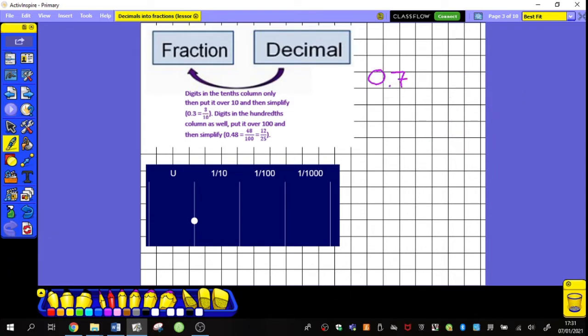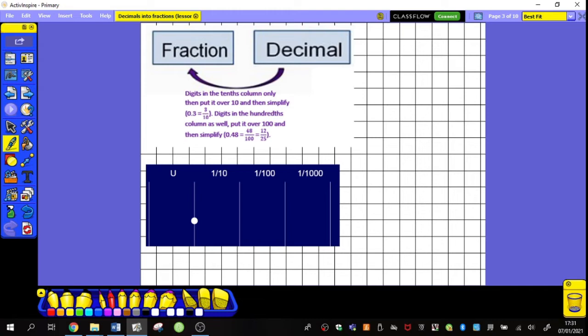Let me have a go at another one. If I had 0.7 and I wanted to convert that into a fraction, I'm going to put 0.7 into my place value grid. Recognise that it only stays within the tenths column. I have 7 tenths in this decimal. So 0.7 must equal 7 tenths. Now 7 cannot be simplified because 7 is a prime number and 7 does not go into tenths. So I have job done on that one.